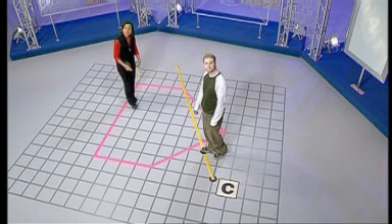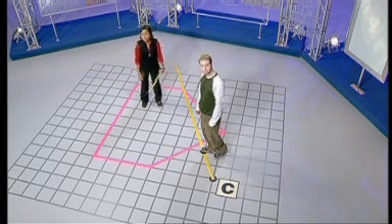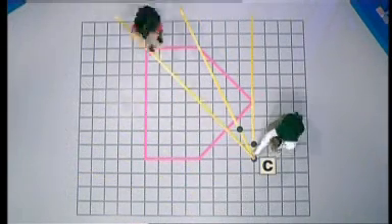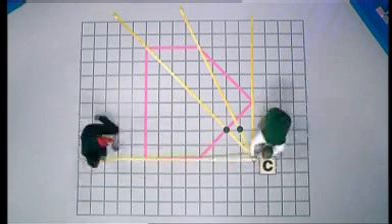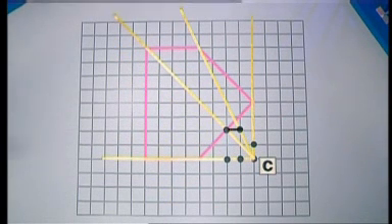Now all you have to do is exactly the same thing for all of the other corner points on the original shape. And finally, join up the new points to get the new enlarged image. A scale factor which is between 0 and 1 reduces the image in size and positions it towards the centre of enlargement.